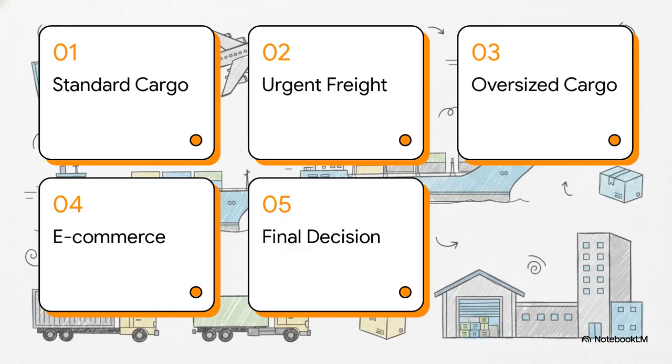To fix that, we're going to walk through 5 key areas today. First, standard cargo, looking at FCL versus LCL. Second, urgent freight and air cargo solutions. Third, tackling oversized cargo, like heavy machinery. Fourth, e-commerce and Amazon FBA strategies. And finally, how to make your final decision.